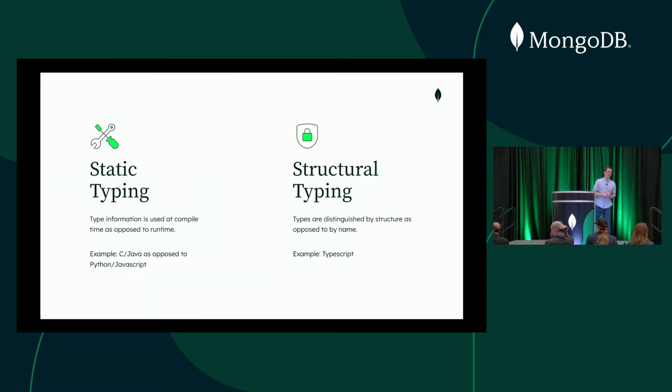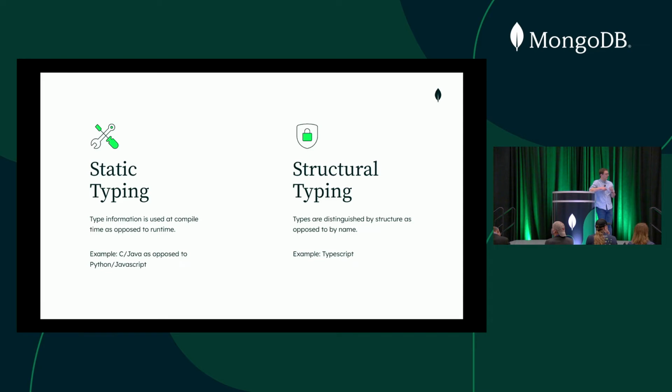In particular, I'm going to highlight two key aspects of the Atlas SQL type system: static typing and structural typing. Static typing is when you use type information at compile time. This is in contrast to dynamic typing, which is when you use type information at runtime. C and Java would be examples of programming languages that are statically typed, whereas Python and JavaScript are dynamically typed. In the world of query languages, most SQL dialects are statically typed, whereas MongoDB aggregation is dynamically typed.